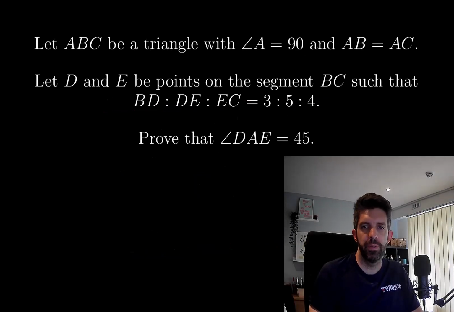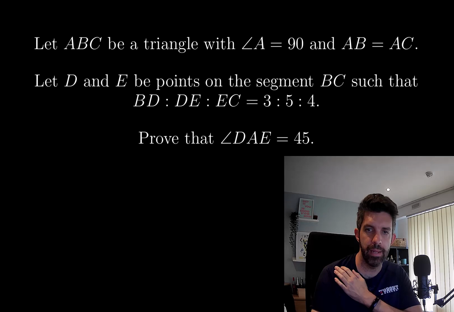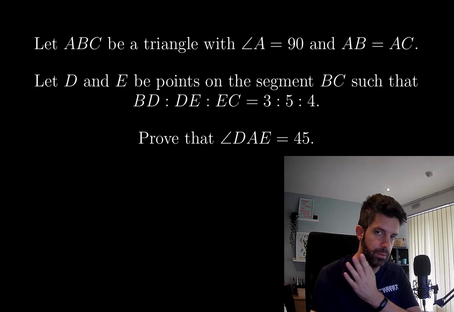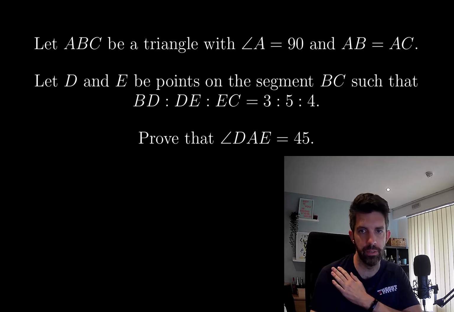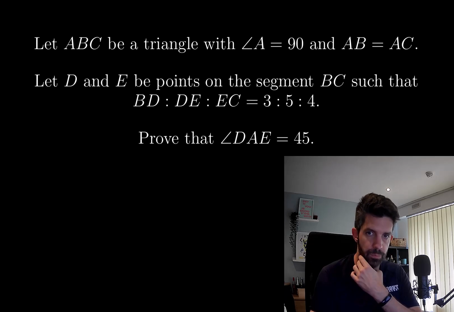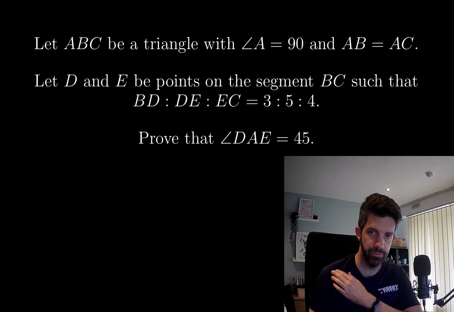Today's problem was submitted by a viewer, and it says, let ABC be a triangle with angle A is 90 degrees and AB is equal to AC. I guess this means the lengths of AB and AC. Let D and E be points on the segment BC such that BD to DE to EC is equal to 3 to 5 to 4. Prove that the angle DAE is 45 degrees.